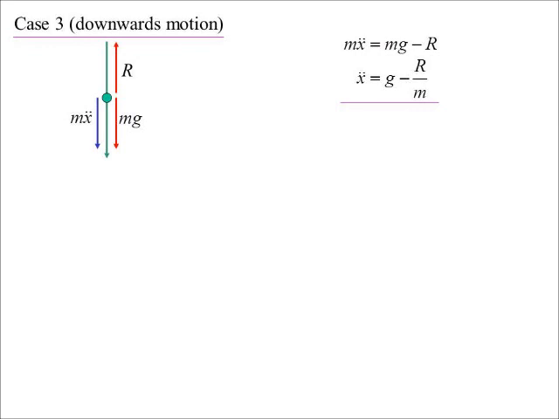Now with downward motion, we have something called terminal velocity. Terminal velocity is when the acceleration is equal to 0, basically. It's the limiting velocity is another way of thinking about it. As time approaches infinity, what does the velocity approach?